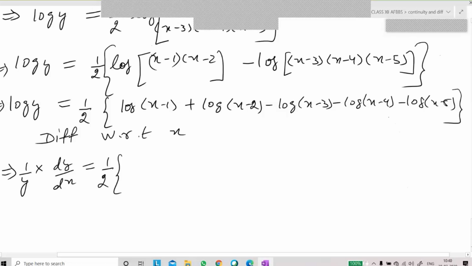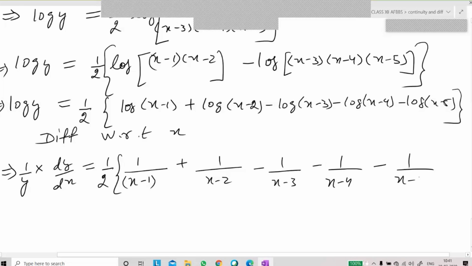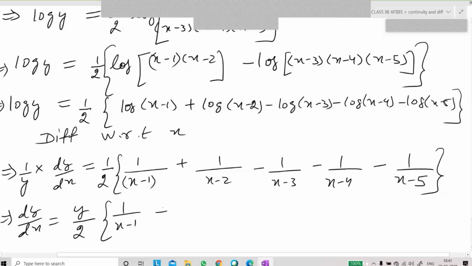So now since every term is in addition or subtraction, you have to differentiate each term. So derivative of log x minus 1 will be 1 upon x minus 1, and what will come in the numerator? Derivative of x minus 1. Derivative of x minus 1 will be 1 minus 0, that is 1. Similarly in all the cases, 1 upon x minus 2 minus 1 upon x minus 3 minus 1 upon x minus 4 minus 1 upon x minus 5. So now dy by dx will be equal to y upon 2 into the same everything, you can copy down. I am not writing everything here, so you can just copy down.